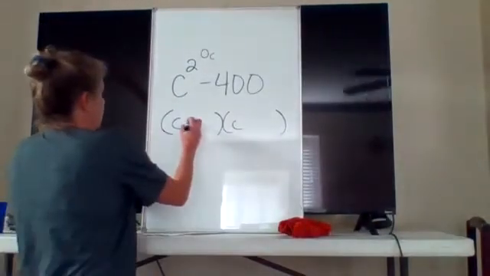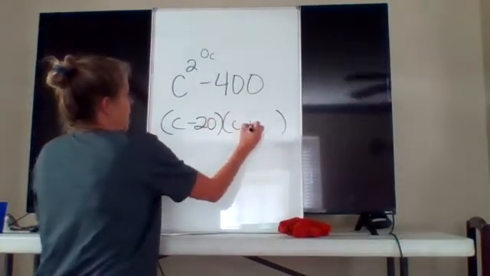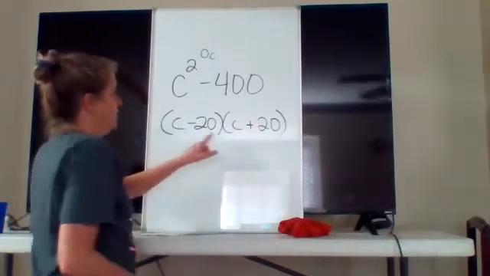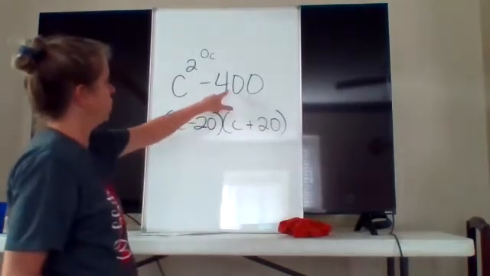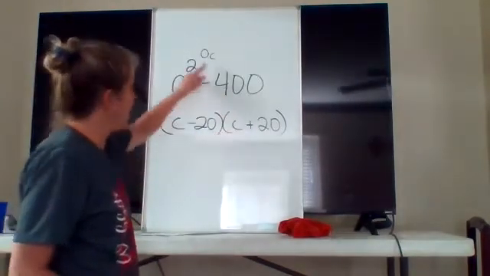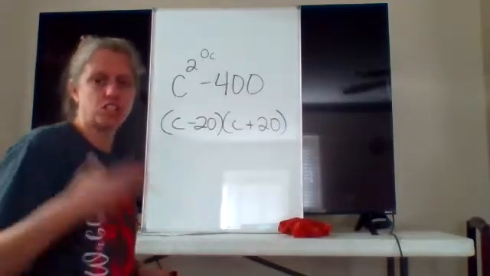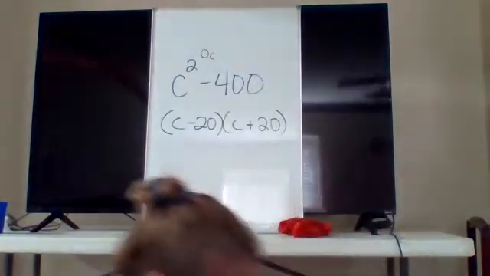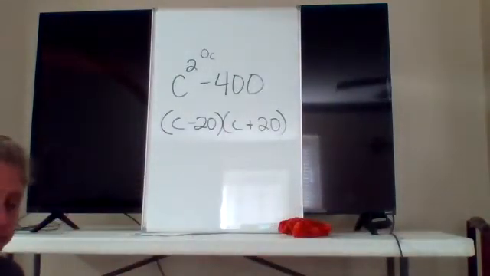So that is what you have here. A minus 20 and a plus 20. They multiply to negative 400. And they also add to that middle term, which is just a 0. Okay, let's look at number 3.